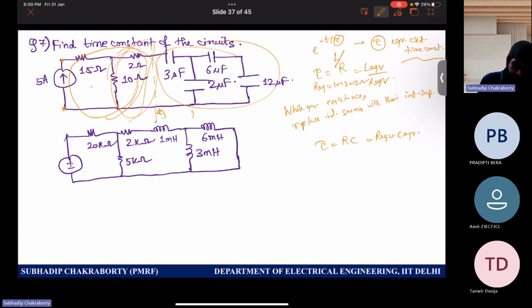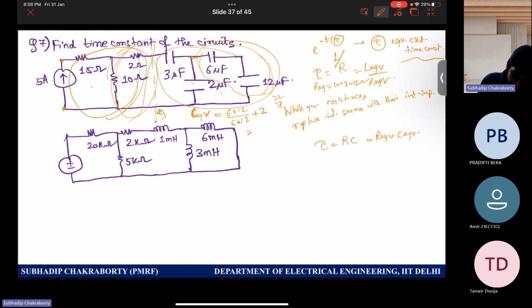But L equivalent or C equivalent for the first circuit on your screen is this one. So 6 and 12 are in series. So 6 into 12 by 6 plus 12, and then it is in parallel with 2. So parallel capacitors get added, and then it will be in series with 3. So first let me do this.